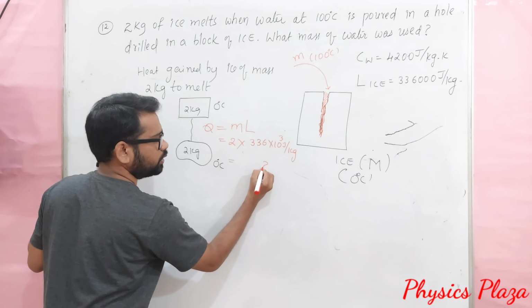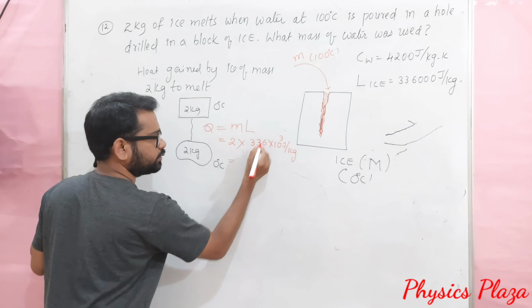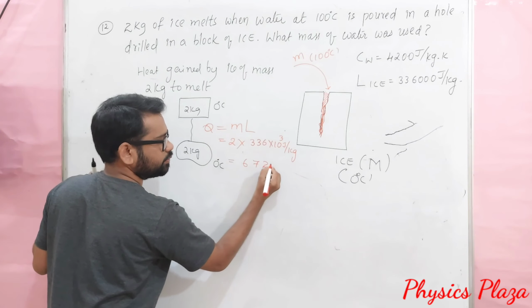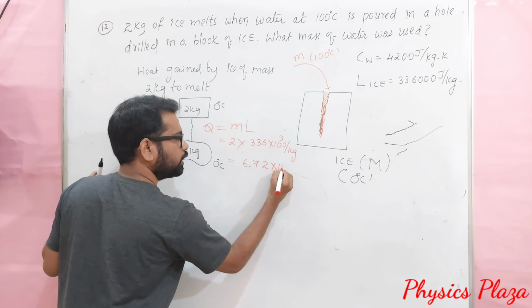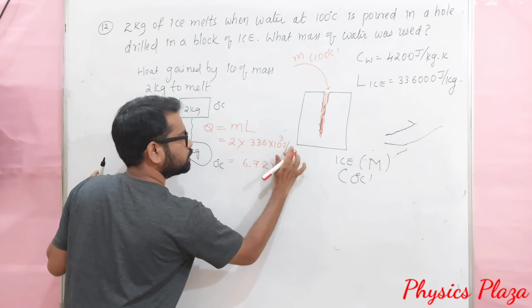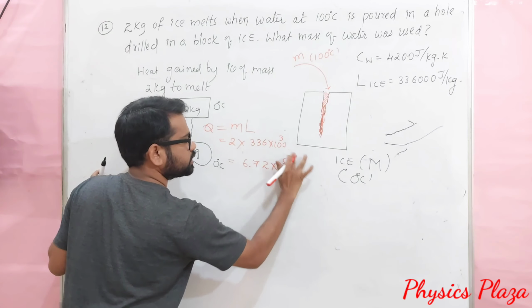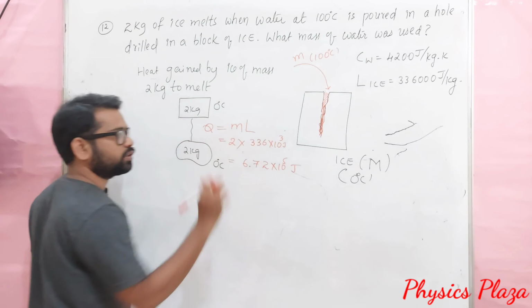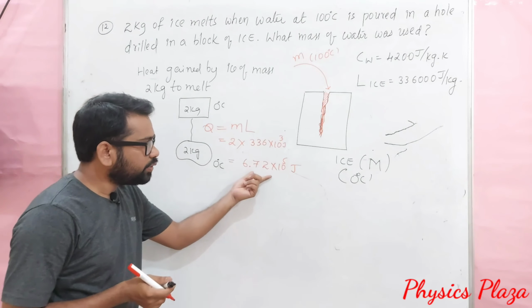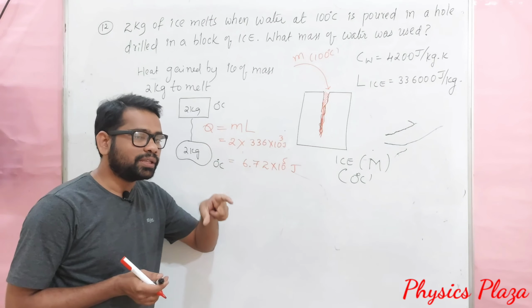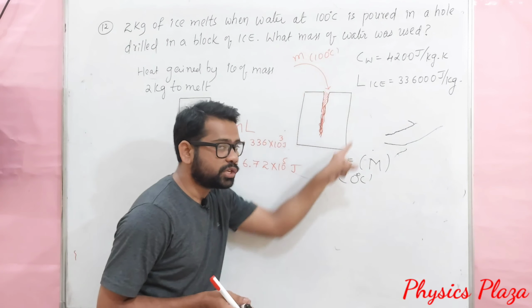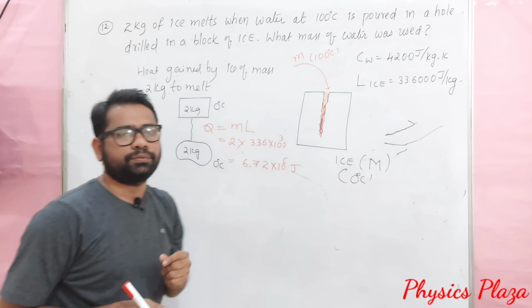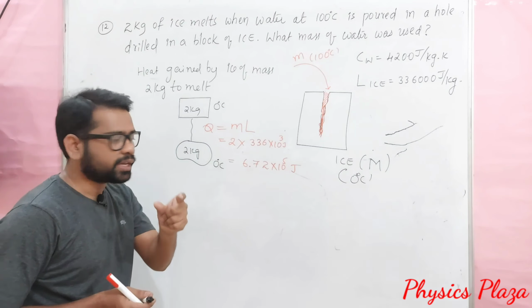This will be 2 × 6 = 12, 2 × 3.6 = 7.2, so 672, or 6.72 × 10^5 joules. We only have to write joules here. Children, this is the amount of heat gained by the 2 kg of ice to melt. Only 2 kg, not the whole ice, dear children. To melt 2 kg of ice, this much heat is needed.